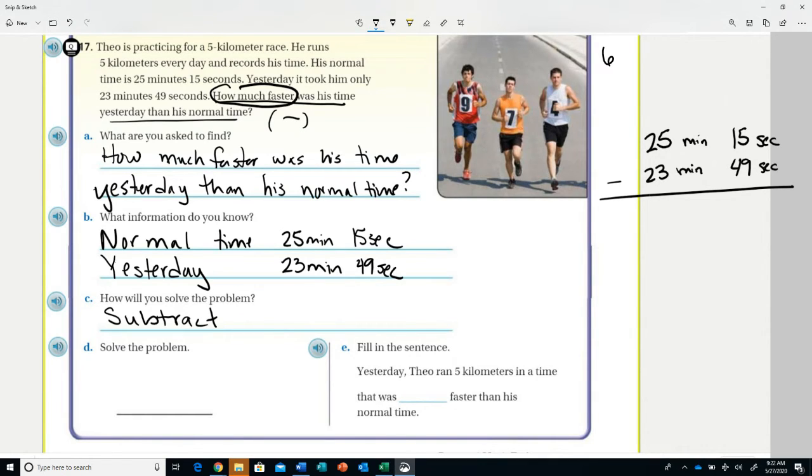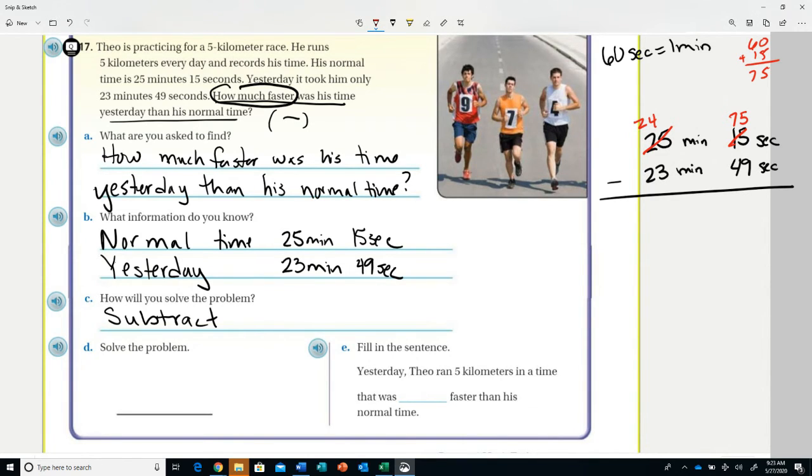So in case you don't have it close at hand, there are 60 seconds in 1 minute. So I'm going to take this 25 and say, I need you to be 24 right now because I need to take one of those minutes and change it into seconds to give to the seconds over here so they have enough seconds to subtract. So instead of having 25 minutes and 15 seconds, I'm going to have 24 minutes and 60 plus 15 seconds. So now with 24 minutes and 75 seconds, I can subtract.